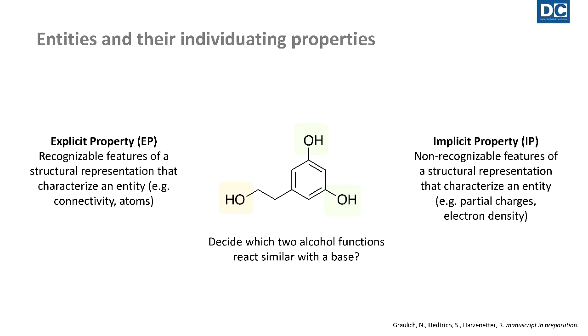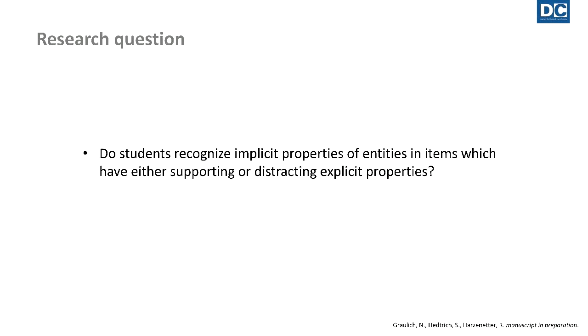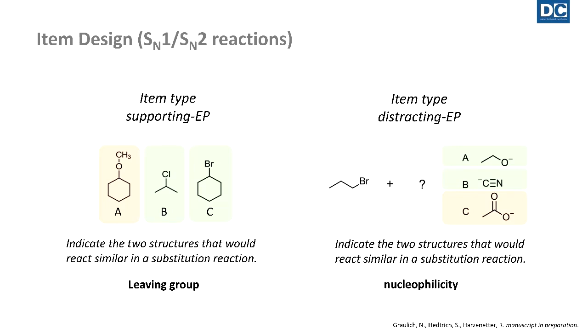So this was the starting point for the research question that we had going into the quantitative study. Do students actually recognize implicit properties of entities in items which differ in their supporting or distracting explicit properties? This was the assumption that we had, and for that we created different items that we wanted to test.